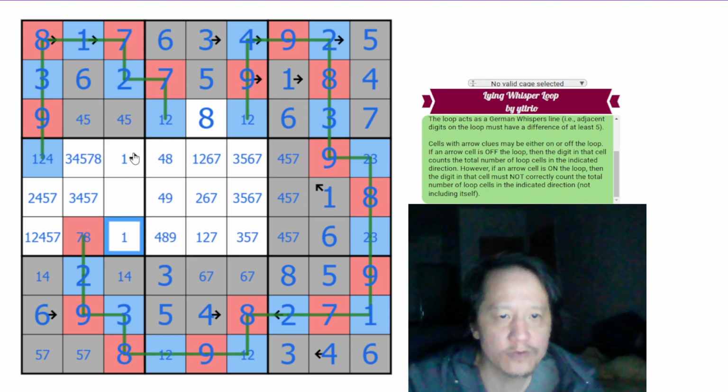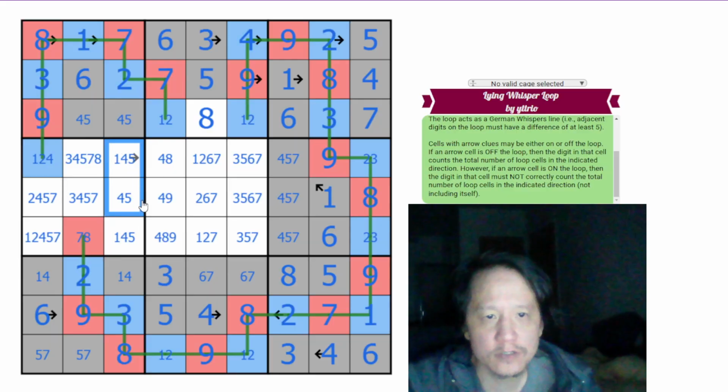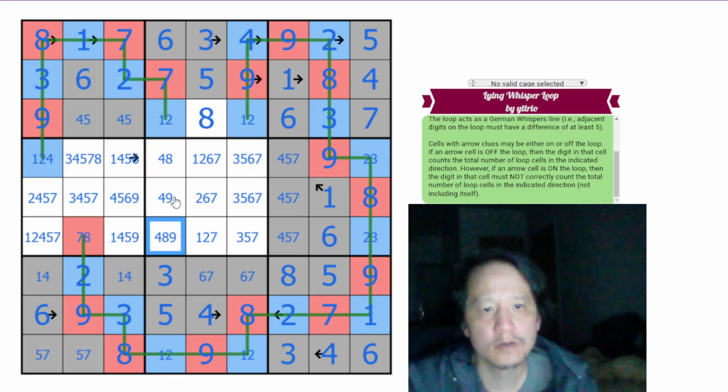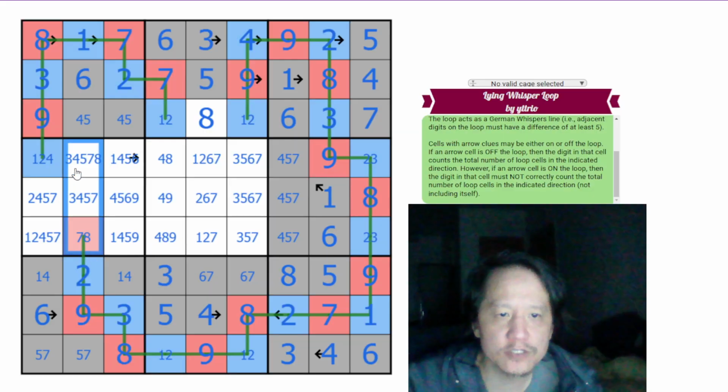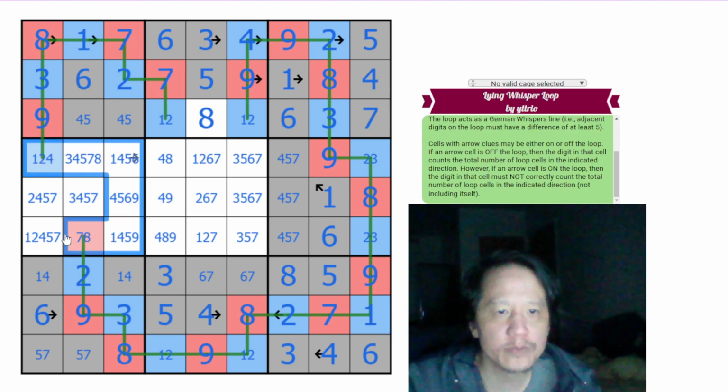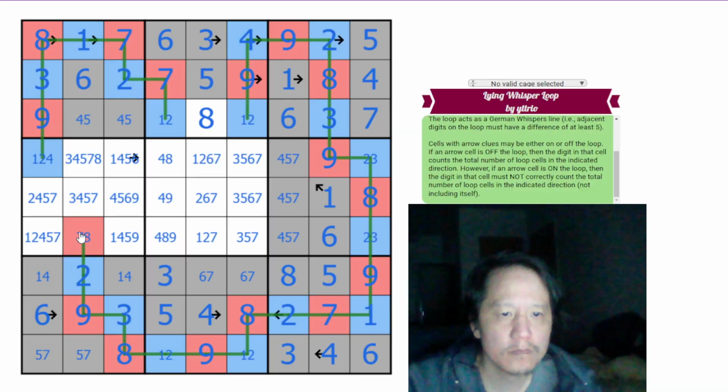So 1 would be one of those two. 2 cannot be here. 3 cannot be here. Could be 4, 5. 6 could be here. No 7, no 8, and 9 could be here. Okay. So say it just continued on to here. Well, this could be valid. Hmm. It could do something like that. I don't know how valid that would be, but it could.